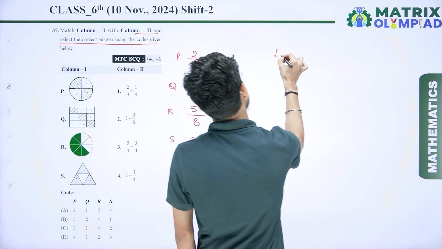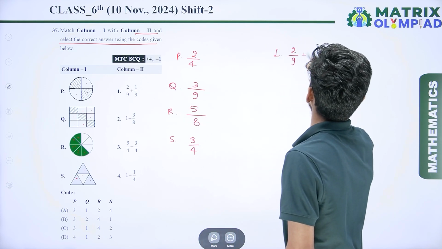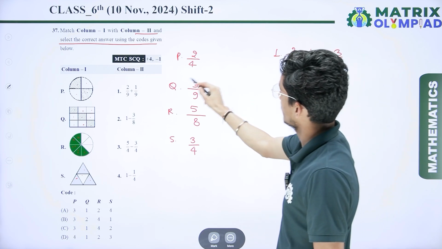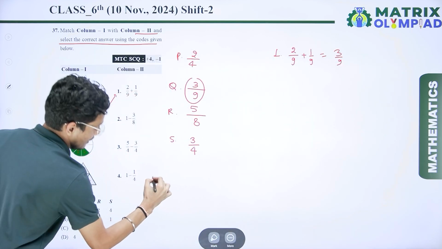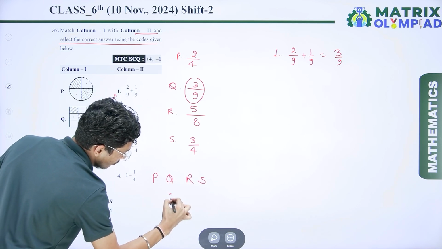Now if I solve column number 2, the first is 2 upon 9 plus 1 upon 9. It means 3 upon 9. So where is 3 upon 9? It means Q is connected to first. So Q is connected to first. So I write here P, Q, R, S, and Q is connected to first.